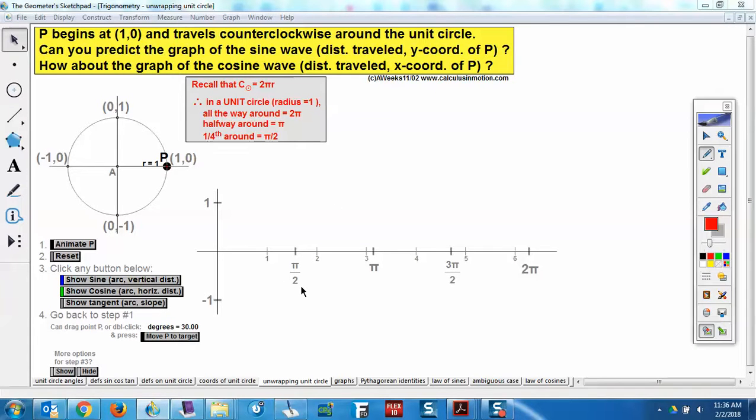Usually we'll put in a pi halves and a pi and a 3 pi halves, right? Because those are the really important points that we care about. Okay? All right, so watch what happens. I think this is really cool to show the connection between what we've learned here and what's going on here.